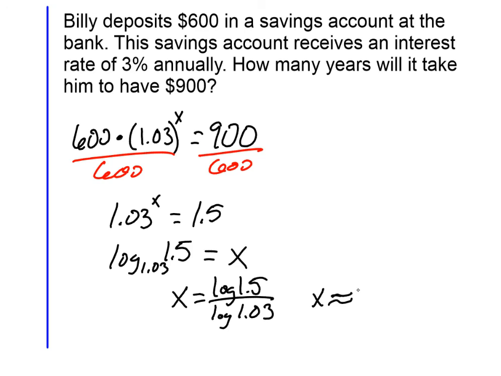I come up with approximately 13.7, but since I want to know in how many years it will take him to have $900 or more, I'm going to just round this up and say that it's going to take 14 years. So you see now we can solve hard exponential problems by changing them into their log form and using change of base.